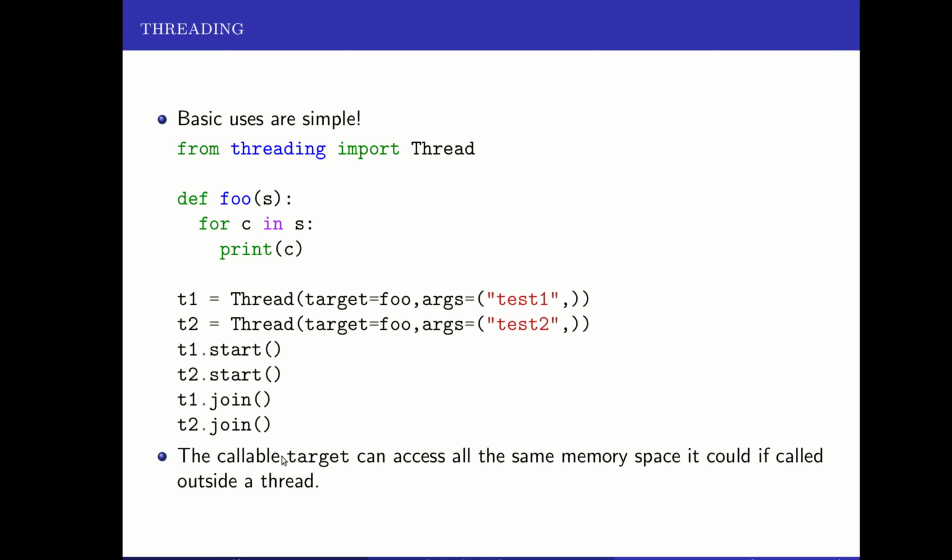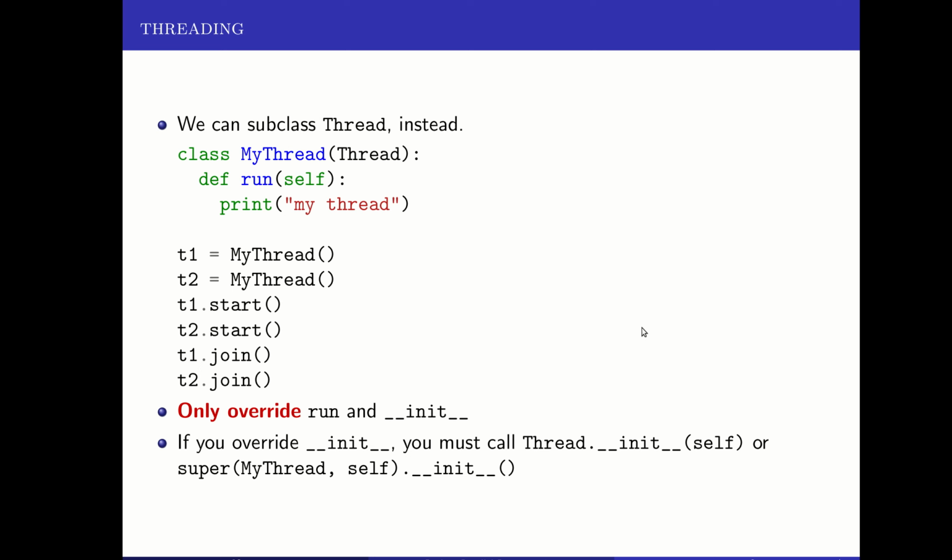But the callable target that we are using here can access all the same memory space that it could have if it were called outside a thread. So just like if I called foo here. If I had some global variables, foo's still going to be able to access them. If there are some shared objects that both versions of foo could access, they both can access them. And therefore we may have to do some synchronization, just like we've seen before. And then the start and join pieces probably look pretty familiar to the way that we did things in Java as well, the same basic concepts for threading there.